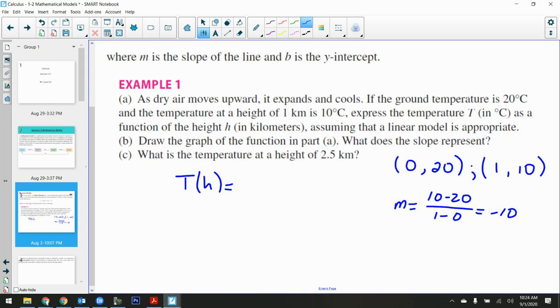And now at this point, you can either choose to do point slope or solve the b method. I like point slope, but we don't even need to do any of that because what's my y-intercept? 20, it's given to us, right? (0, 20). So my b value is 20 in this case. So I can take negative 10x plus 20. All right, so there's A.